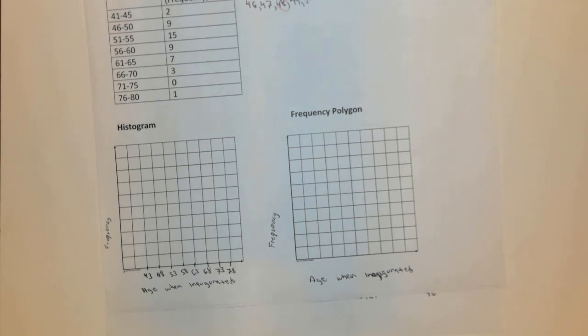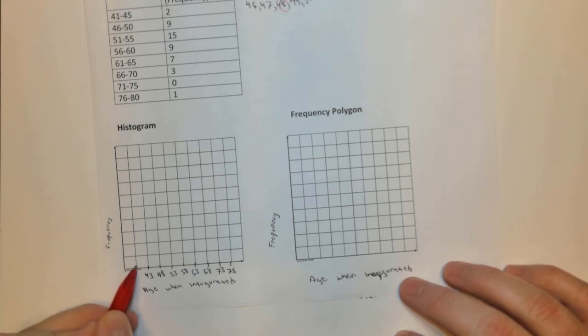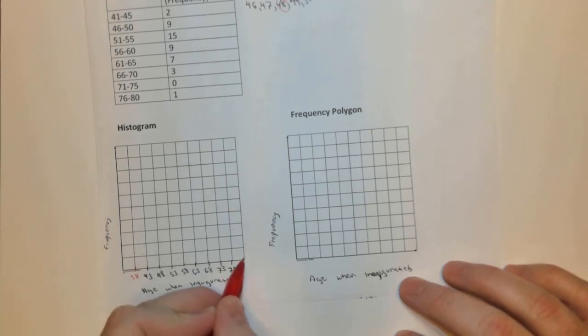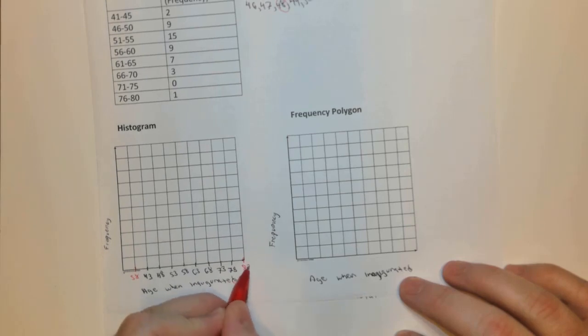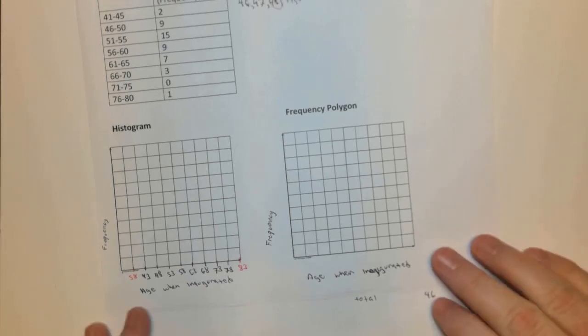So if I had a class width that's lower, then I would do 38 here. And then if I had one higher, it would be 83. I'm going to write those in red. We're not really using those for my histogram, but I will use them for my frequency polygon.